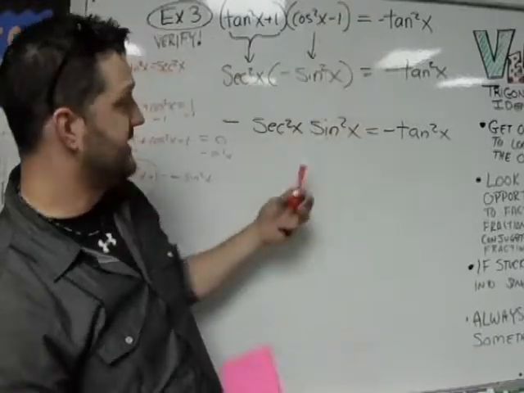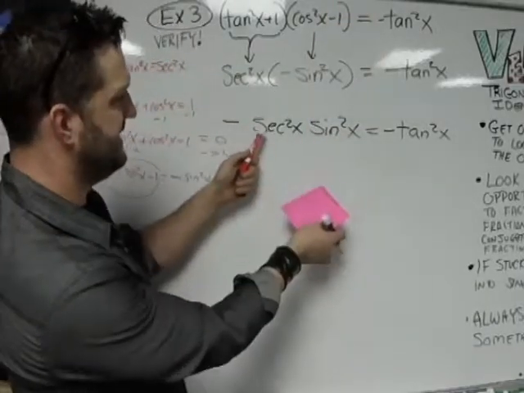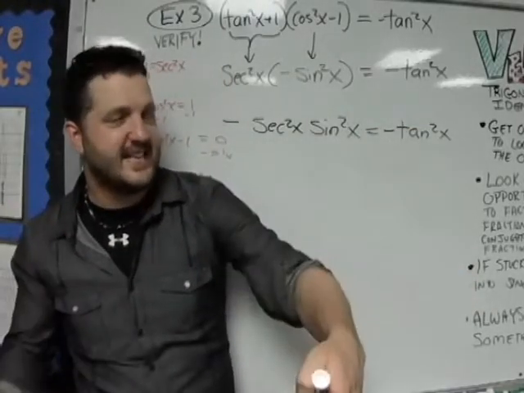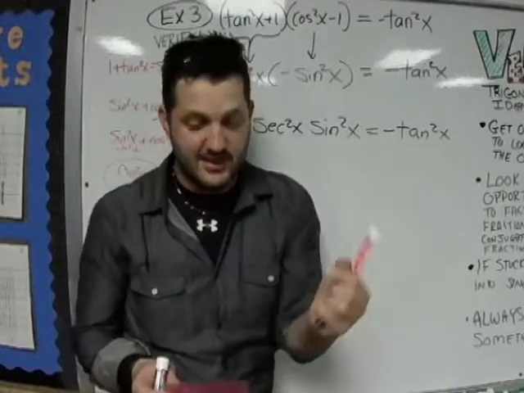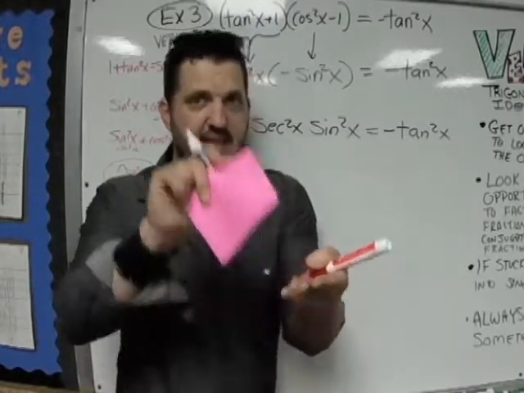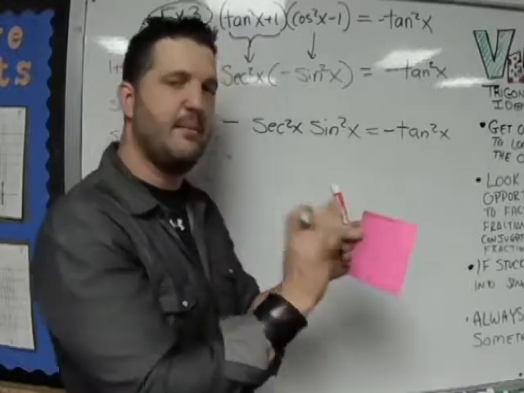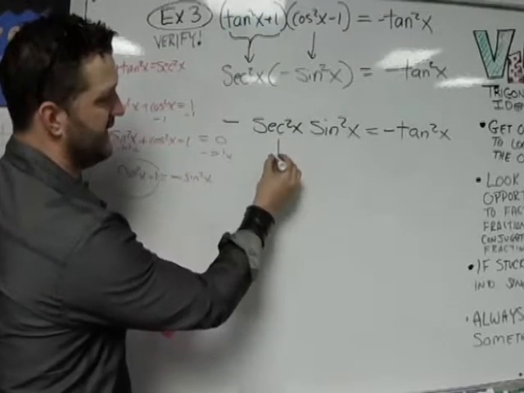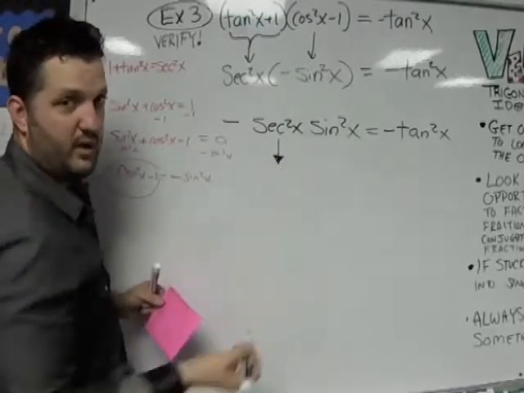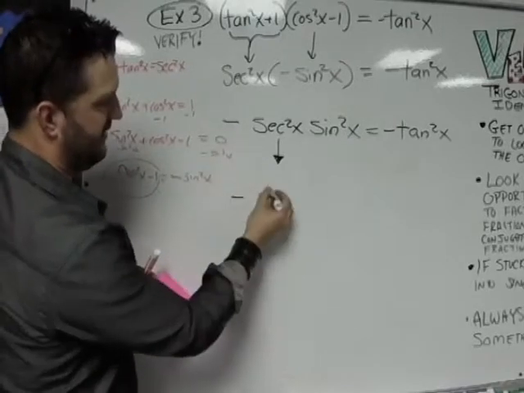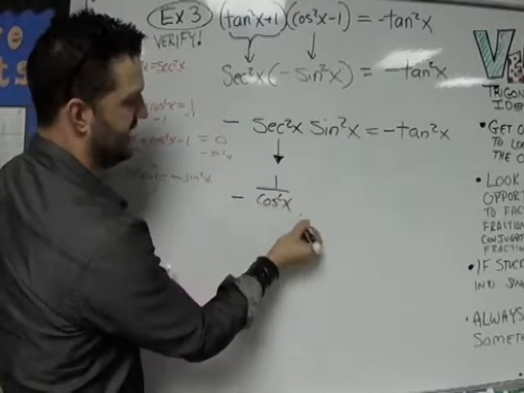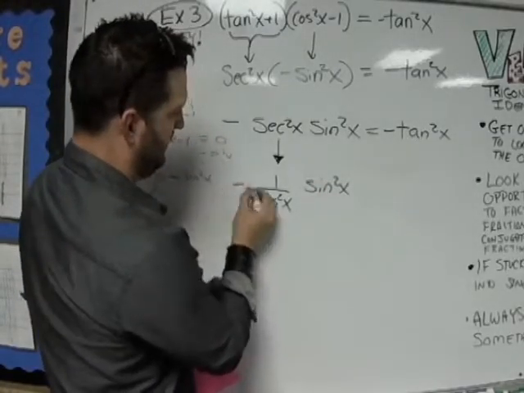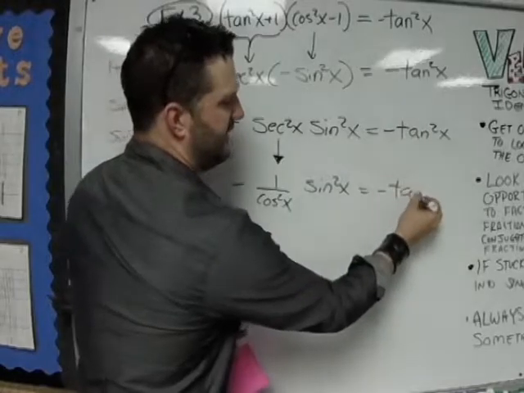Okay, remember, say that you're stuck. I don't know how to make it look. How do I make a secant sine look like a tangent? If you're stuck, try turning anything that's not a sine or a cosine into a sine or cosine. Absolutely everything. Cotangent, tangent, secant, and cosecant can all somehow be turned into sines or cosines using this sheet. Just so happens that secant squared x is the same as 1 over cosine squared x. So I got my negative, I'm going to keep that. But then this is 1 over cosine squared x. And then here's sine squared x. Equals negative tangent squared x.